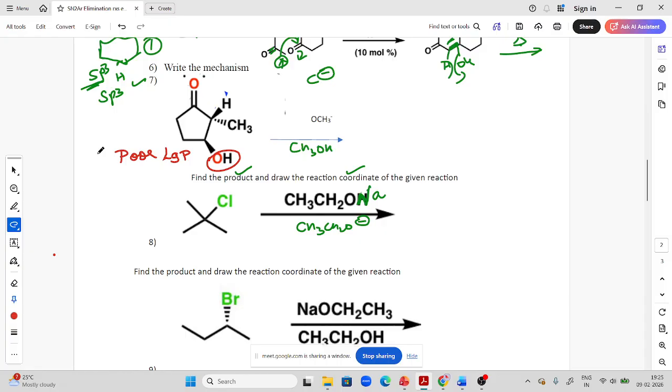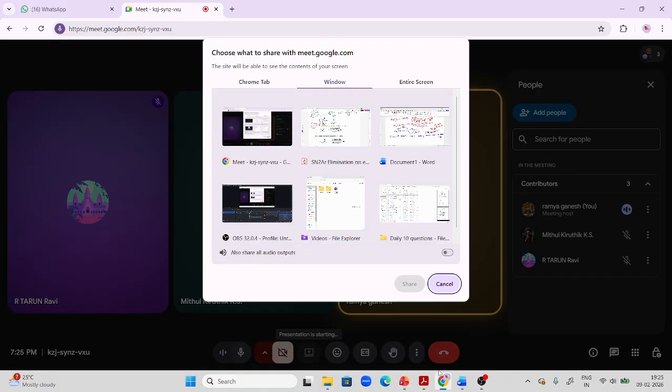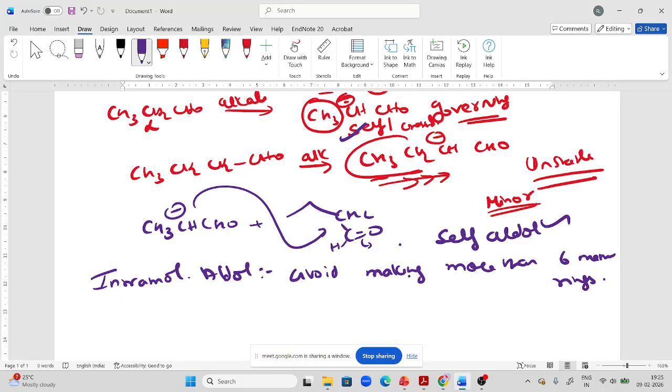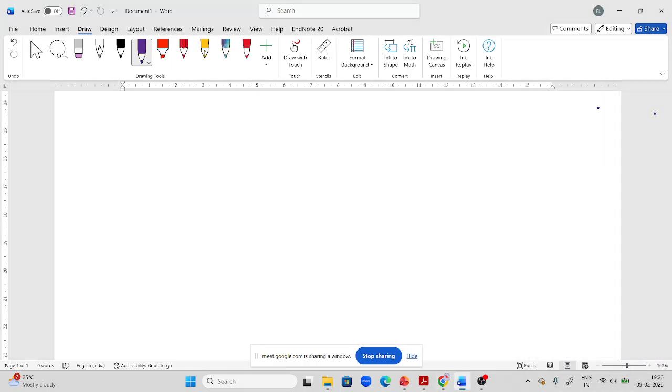So whenever you have a poor leaving group and a strong base is provided, what is the elimination method called? E1cB, ma'am. Right? So we have learnt about different types of elimination reactions: E1, E2, E1cB. We will revise and then start with it.